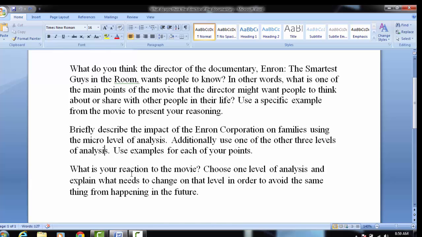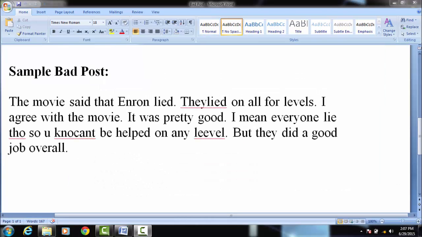Well, the first part of this, what is your reaction to the movie? That's a pretty basic question. Now, the next part involves a little bit more thought. Choose one level of analysis and explain what needs to change on that level in order to avoid the same thing from happening. In this case, we are choosing one level of analysis, and then we are explaining what needs to happen.